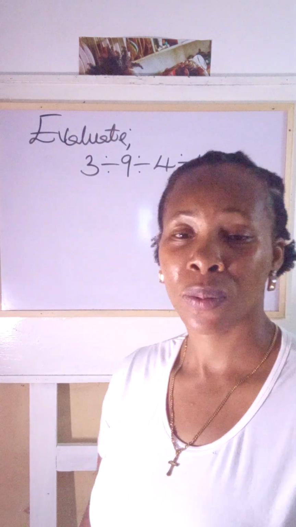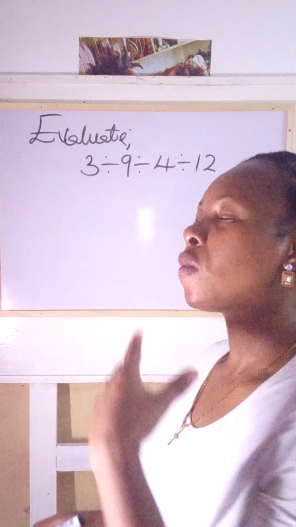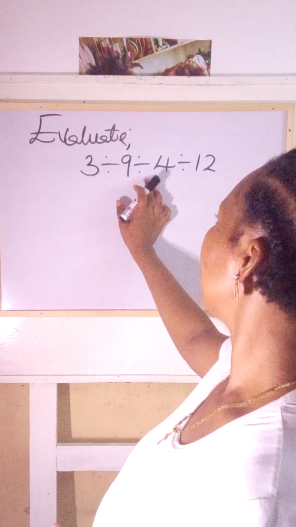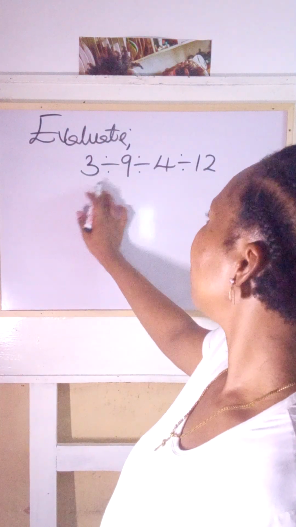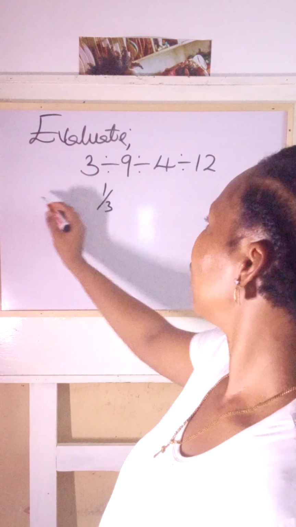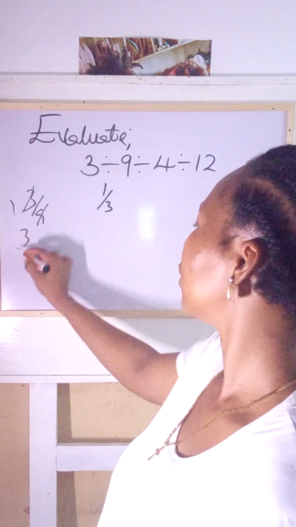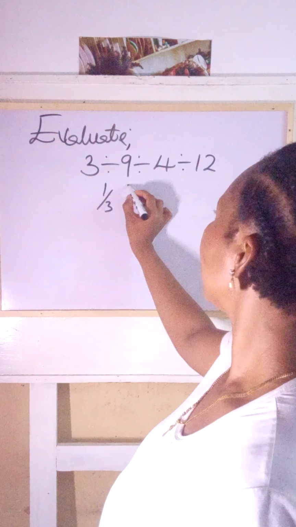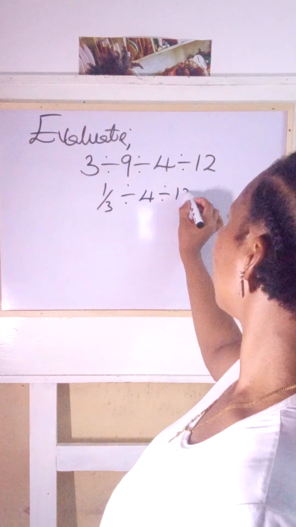So according to the order of operation, since we have more than one division in one expression, we have to work from left to right. So you have to do the first division first, then the second, and third. So 3 divided by 9 will be 1 over 3. This is how we get this: 3 here 1, 3 here 3. So, divided by 4 divided by 12.